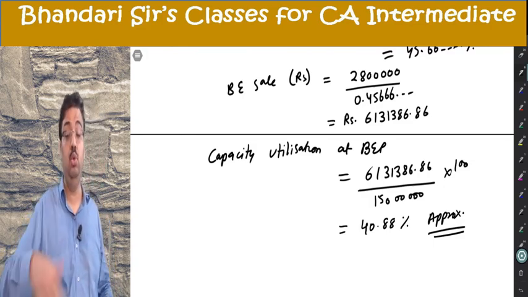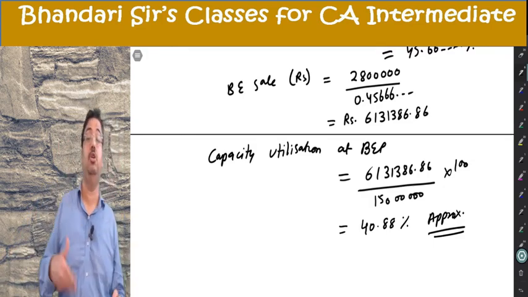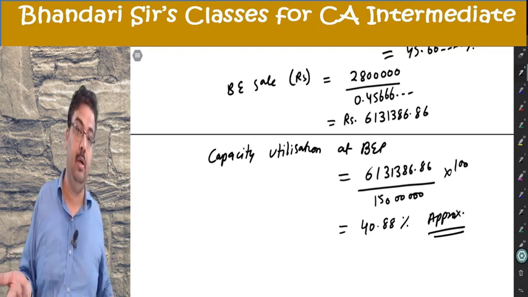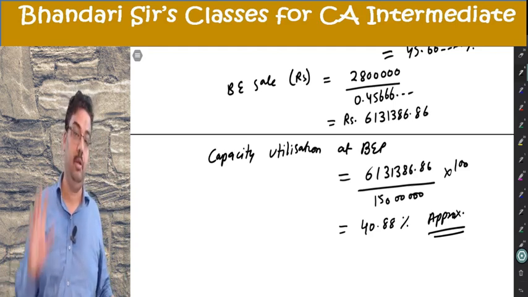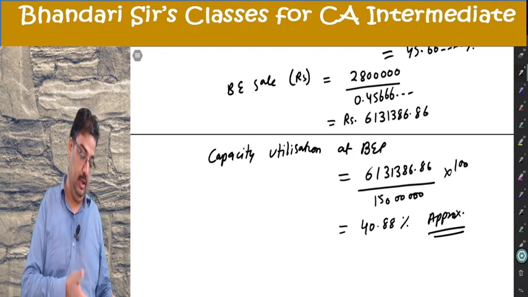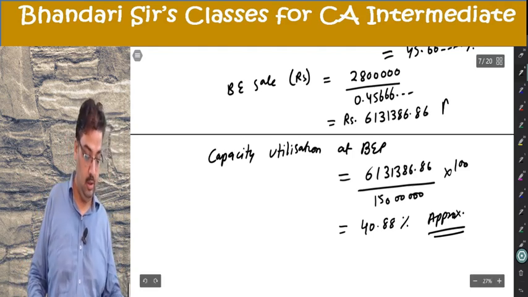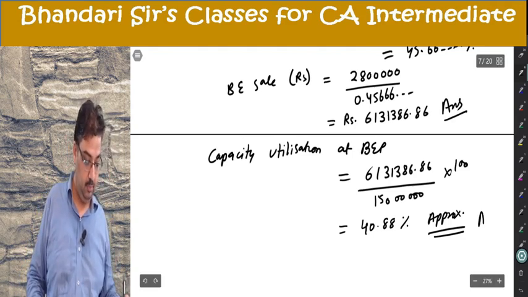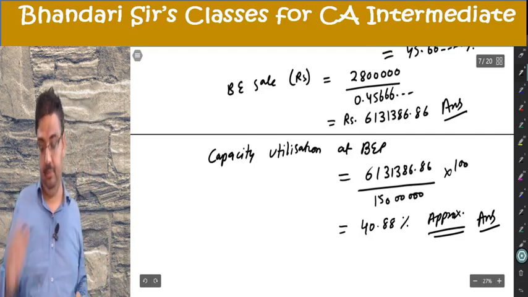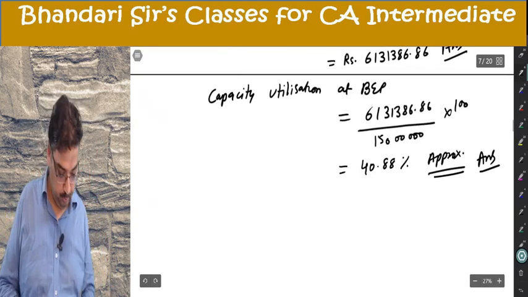When something is used further, for example, PV ratio is used further to compute break-even point, I don't like to approximate it. But here it is the ultimate answer. This is also an answer. Part 1 is done. Part 2.